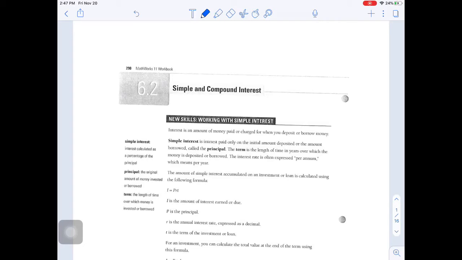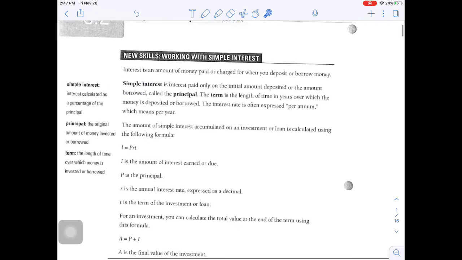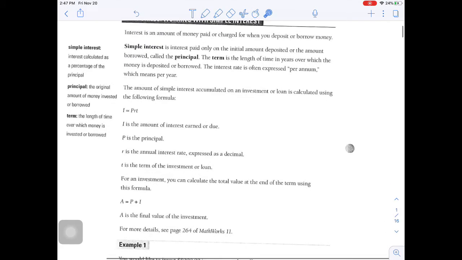Okay, so we're on to 6.2, and 6.2 is all about simple and compound interest. So this has to do all about money, obviously, because we're in the finance unit, and how either to make money or possibly to owe more money. That's what interest does. So we're going to learn about simple interest, and simple interest is a formula.